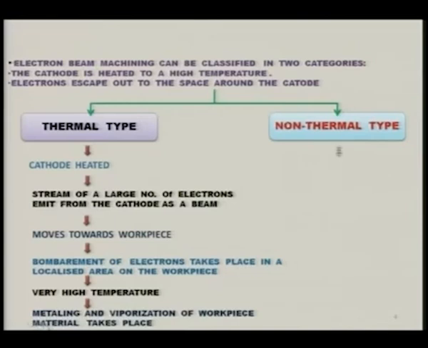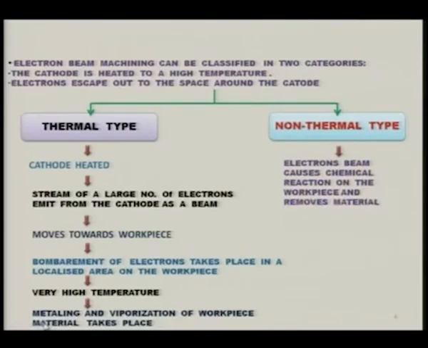Now in case of non-thermal type of electron beam machining process, the electron beam causes a chemical reaction on the workpiece surface, and it removes material once it hits the workpiece material. So here the mechanism of material removal is very different from the thermal type of electron beam machining process. I am going to concentrate, as I mentioned earlier, only on the first type, that is the thermal type of electron beam machining process.